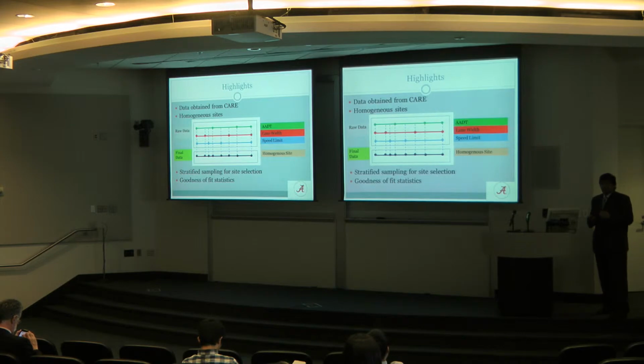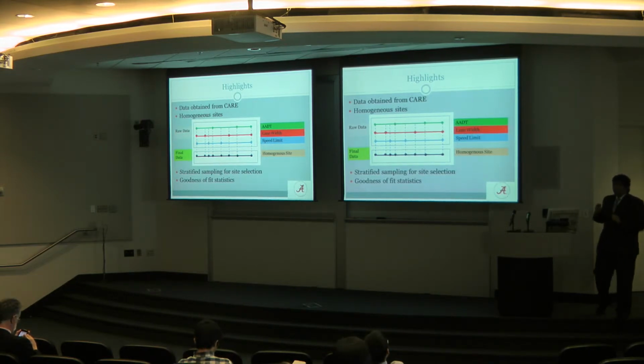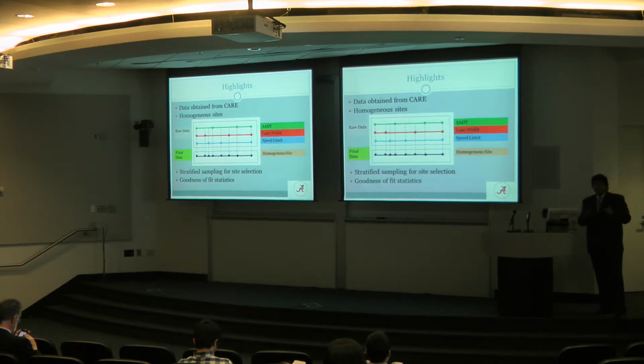We created segments of the road such that we chose 6 factors, like lane width, ADT, speed limit, and 3 more factors, that did not change during a particular stretch of the road. So based on that, we created homogeneous sites. The next thing we did was stratified sampling.